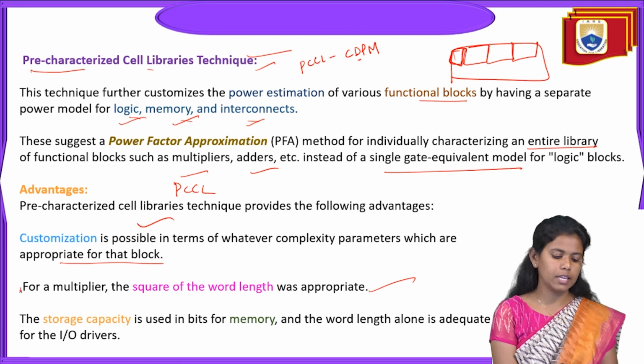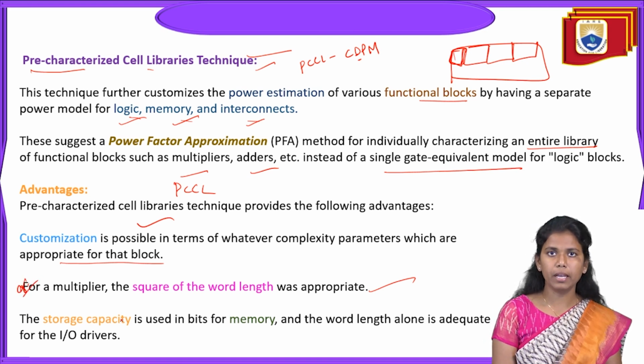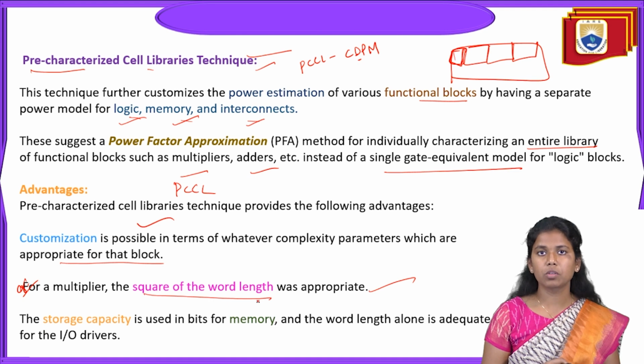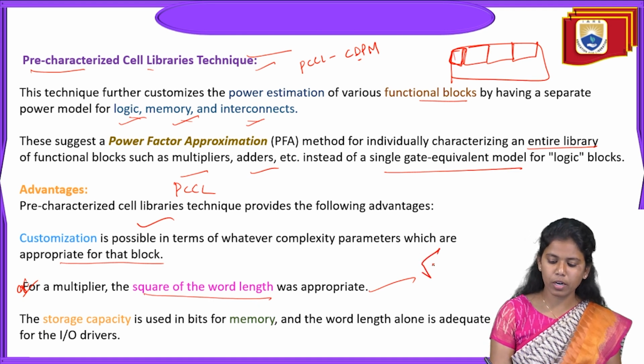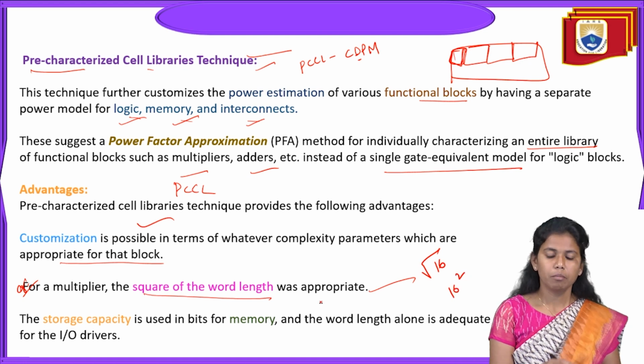So here it's an example. For multipliers, usually we can say that the square of the word length is appropriate. What is the word length? It is 16-bit, right? So the square of the 16-bit was appropriate for this particular example.